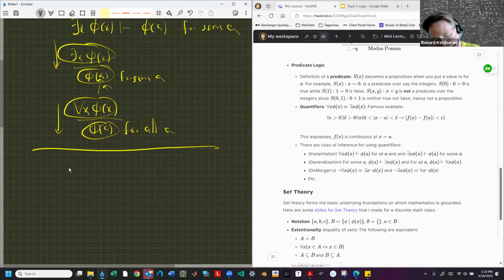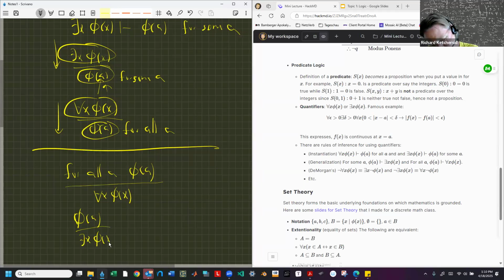If you've proved somehow that for all a, phi a holds, then you can deduce for all x phi x. And if you've proved that phi of a holds for any a, then you can deduce there exists an x phi x. These are called generalization because you're going from specific cases to these general quantified cases. So those are called generalizations.